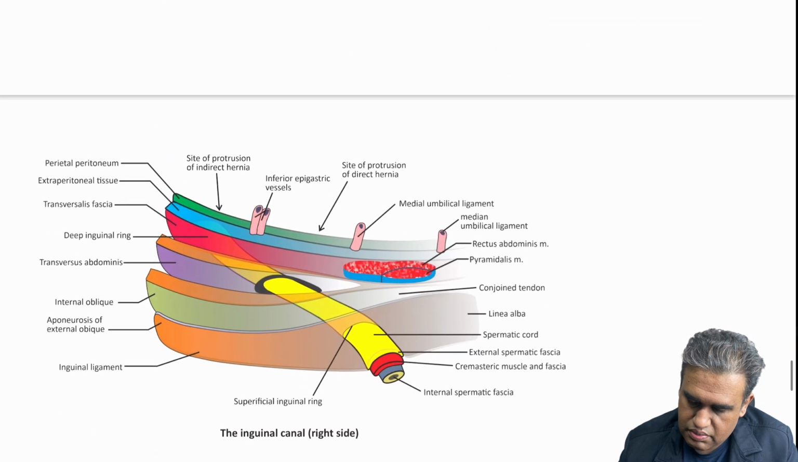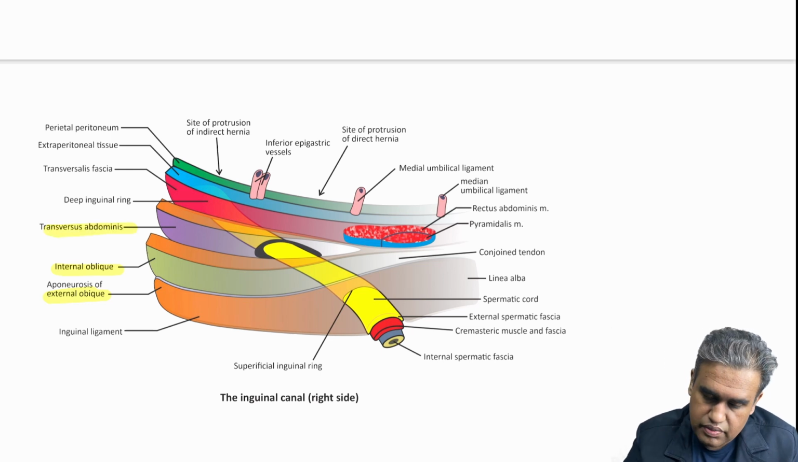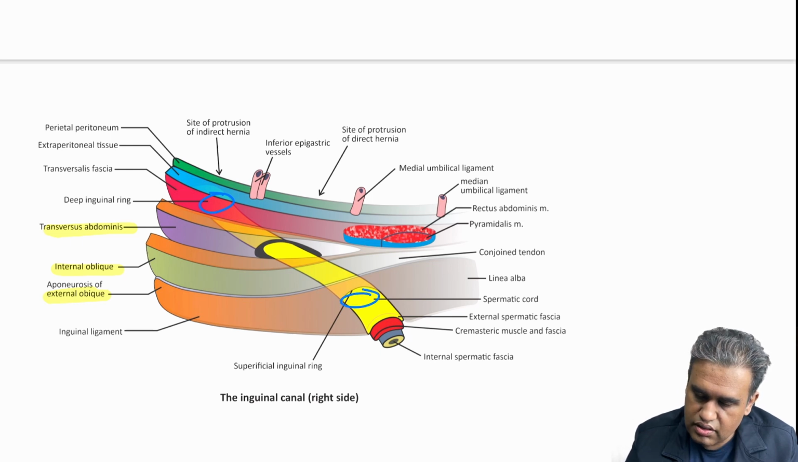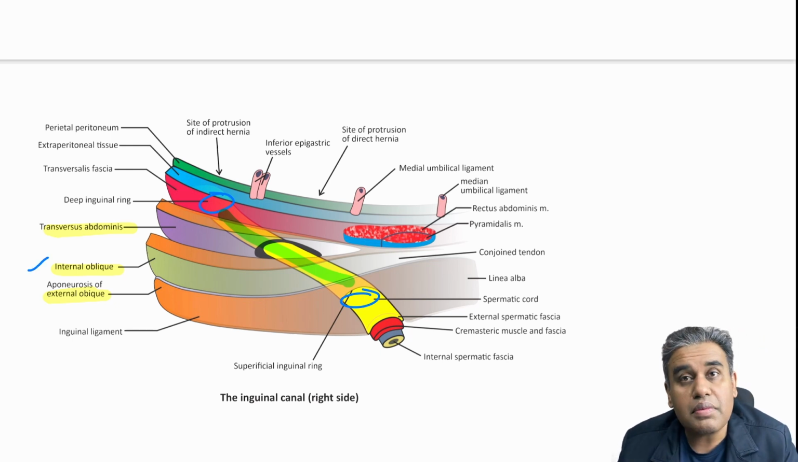Here is a simple image. Let us highlight a few layers. This is the external oblique, that is the internal oblique, this is the transversus abdominis, and from the deep ring to the superficial ring we have the inguinal canal. So this whole region is the inguinal canal. This internal oblique, as we are discussing, gives rise to the cremasteric muscle and the cremasteric fascia. Remember the cremasteric reflex also.